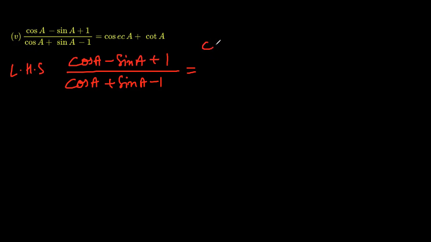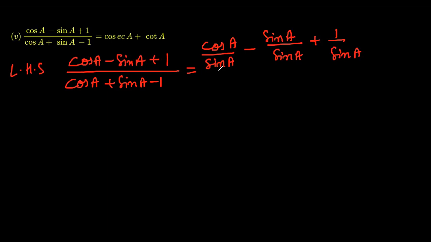So this term can be written as cos A, sine theta means sine A in this context, sine A minus sine A over sine A, and plus 1 over sine A. This divided by cos A over sine A.